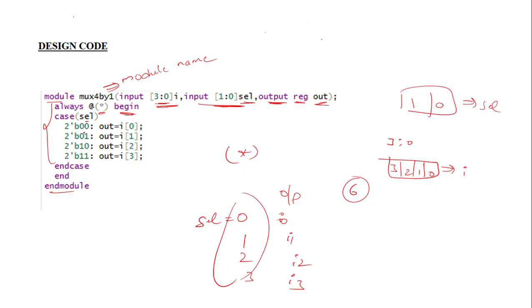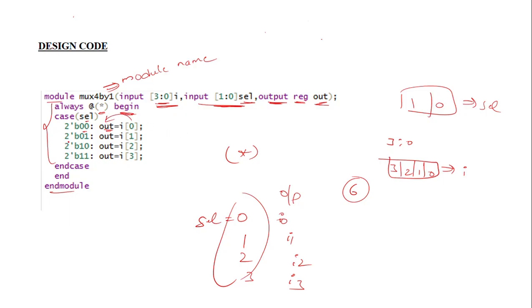So how many bits are there? 2 bits. So 2 tick B, B is nothing but binary. How can you represent 0 in 2 bits? 0, 0. If the value of select is 0, 0, then our output will be assigned I of 0. Whatever the value in I of 0, that is going to be assigned to the out variable.